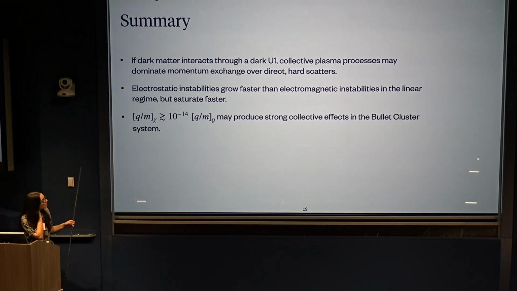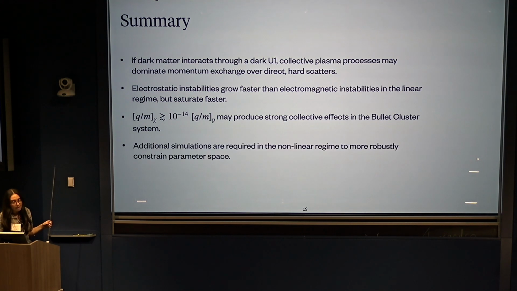And you may see strong collective effects in systems like the bullet cluster for charge to mass ratios greater than 10 to the 14, the charge to mass ratio of the proton. But we think additional simulations are required to really strongly probe the nonlinear regime for us to more robustly constrain this parameter space. That's it.